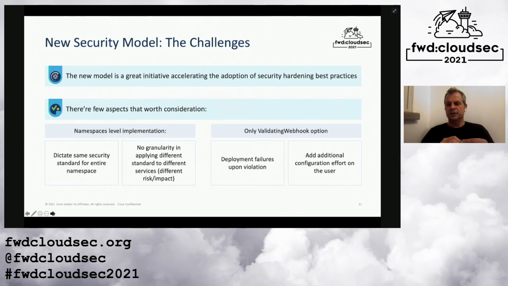Now, if you look at the current model that is proposed now in Kubernetes, there are a few challenges. But before talking about the challenges, let's first admit that it's a great initiative. It can really accelerate the adoption of security hardening best practices, and I think it's a great way forward. And it's much simpler to use, right? But if we do want to examine it, there are two challenges in this model. One challenge, in my opinion, and since it's not a live talk, I would love to hear your feedback in Slack or in the feedback form. I'd love to hear what you think about it.